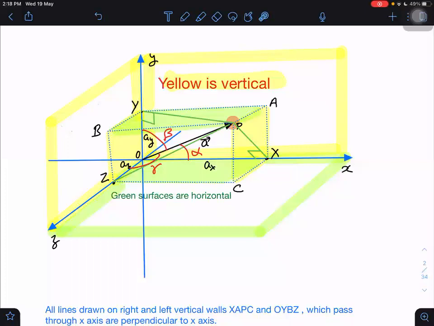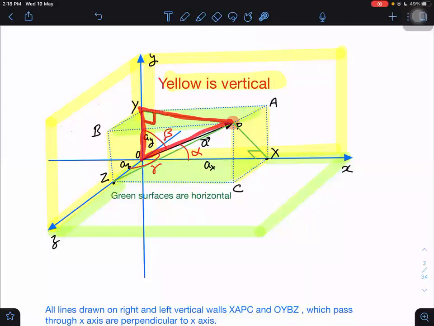Now, what would be the side length? Can I determine this side length or not? Observe now, this body diagonal. If I join with this line, is this a right angled triangle or not? Yes, it is a right angle triangle.